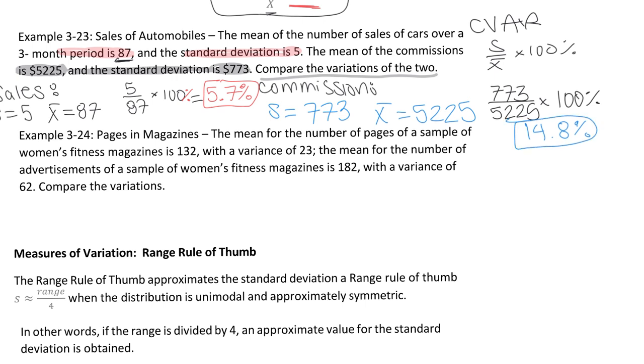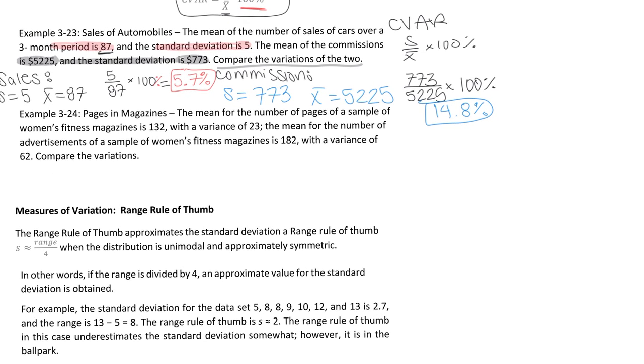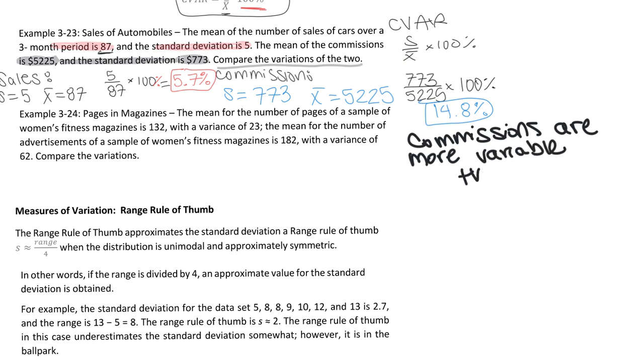And then to compare the variations of the two, the commissions are considered more variable than the sales, and that is only because the commissions percent is higher. So I'm going to write a little sentence there. I know I'm running out of room. I apologize. I think they need to give us more space when we're doing this. We don't have enough space, but that's okay. I'm just going to write it off to the side. So commissions are more variable than sales because the percent is higher.